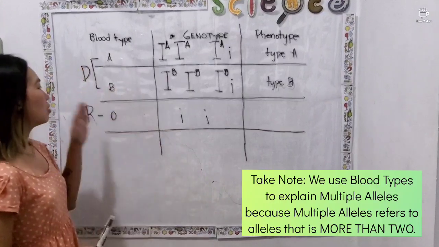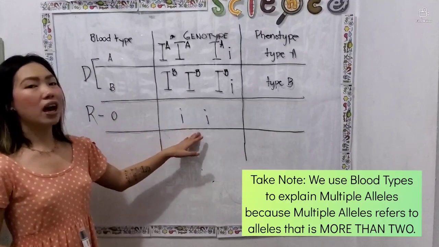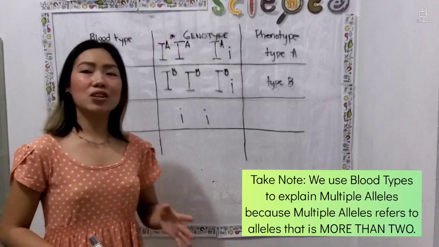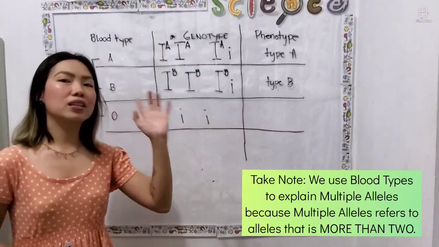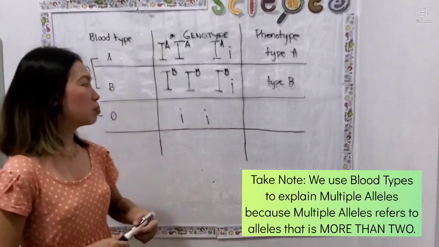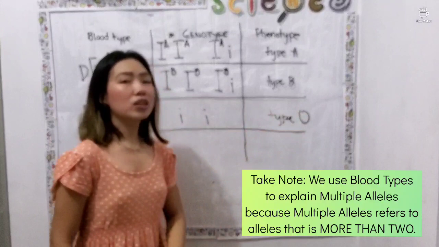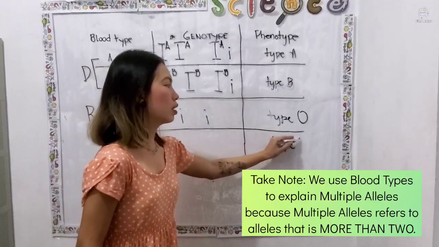Then pagdating naman sa type O, since it's a recessive, then we only have as simple as 2 small letter I to make it as a recessive type O. Then, may isa pa tayong nadagdag na klase ng blood type. So, this is type O. So, meron tayong nadagdag na isang blood type, which is type AB.